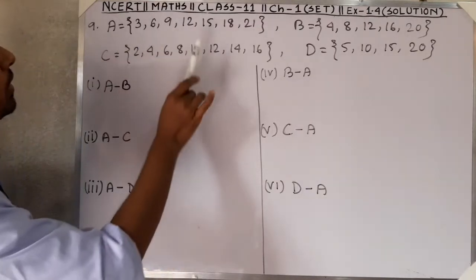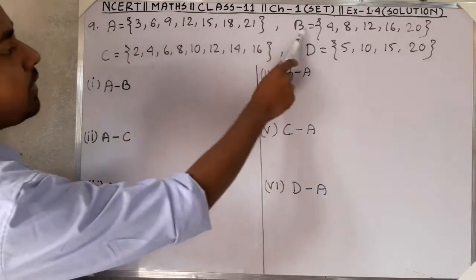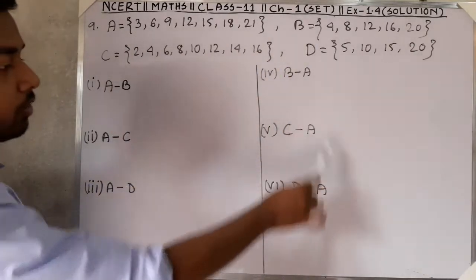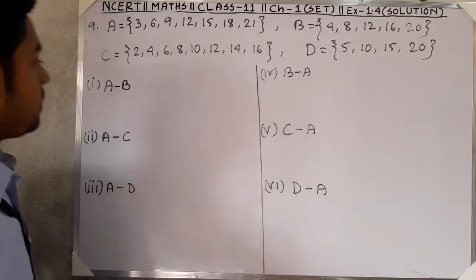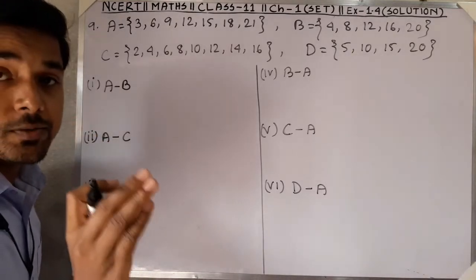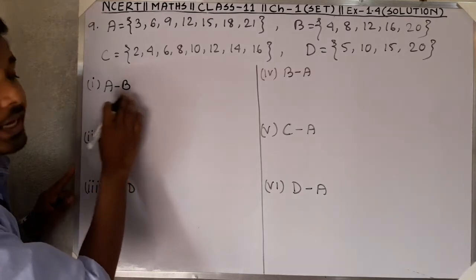Now question number 9. What is given here? We are given 4 sets A, B, C, D, and we have to find the value of these things. We have taken up to question number 6 here. So what is it? A minus B, that means the difference between two sets. We have to find the difference between A and B.